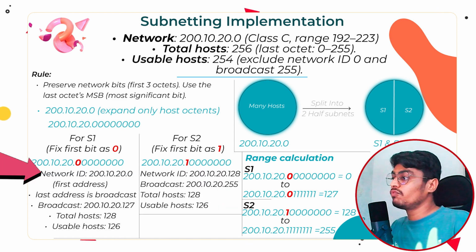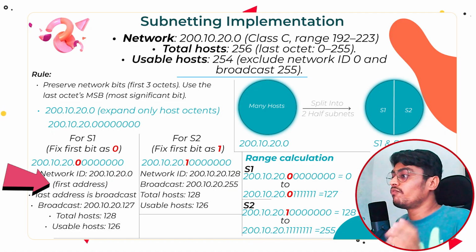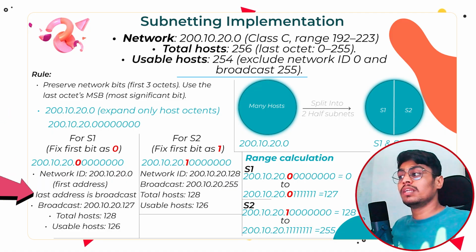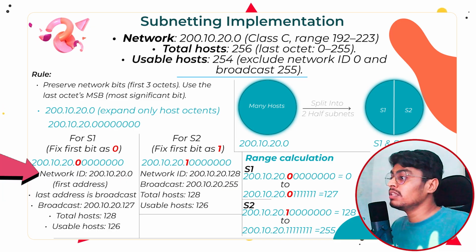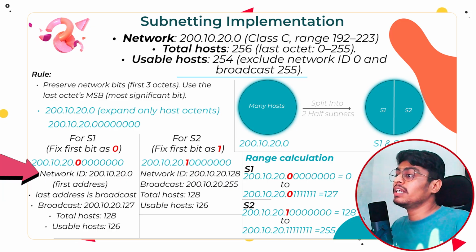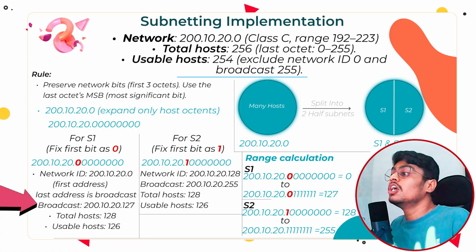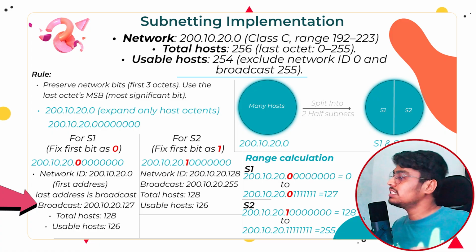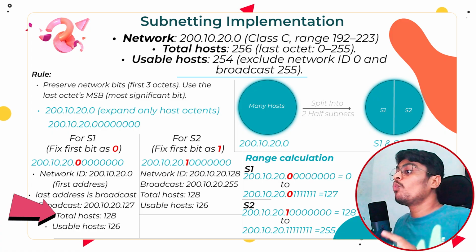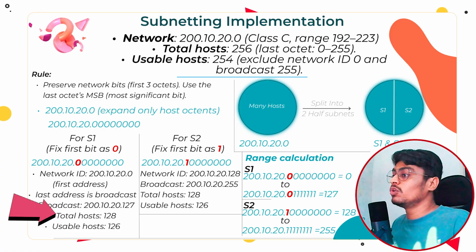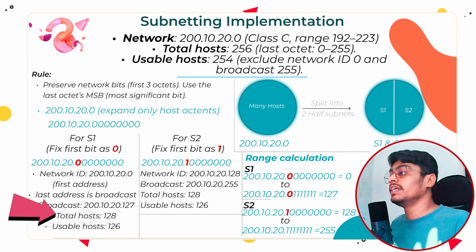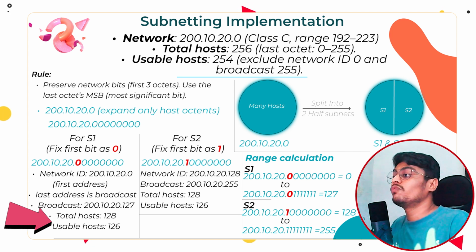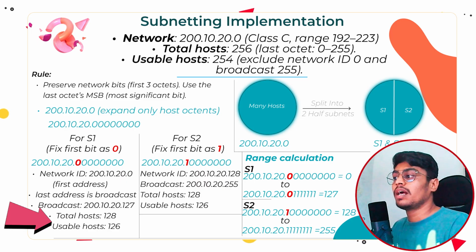Now, for subnet 1, what is the network ID? We already discussed in our previous video that the first address is the network ID and the last one is the broadcast address. So for subnet 1, the network ID is 200.10.20.0 and the broadcast address is 200.10.20.127. And what is the total number of hosts? 128. Why? The range is from 0 to 127 and the last octet represents the host values, so the total number of hosts is 128. But what is the number of usable hosts? 126, because the first one is the network ID and the last one is the broadcast address.